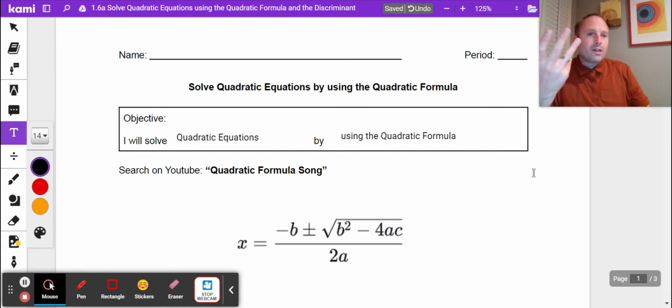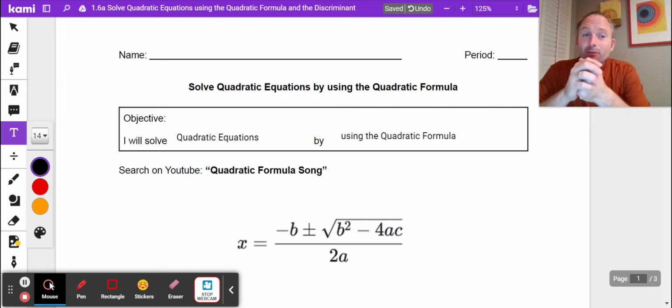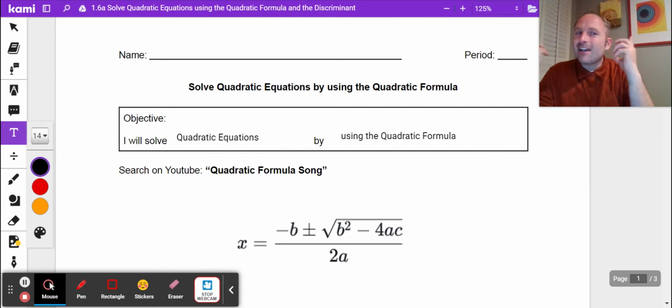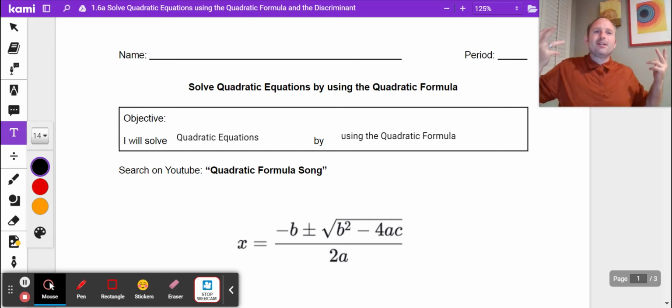So, what is this? Well, right now, go ahead and pause the video and go on YouTube and search quadratic formula song, and you should hear some earworms that will teach you this quadratic formula. Some are in pop songs, one's even Pop Goes the Weasel, and you just memorize this formula and then understand what it means.